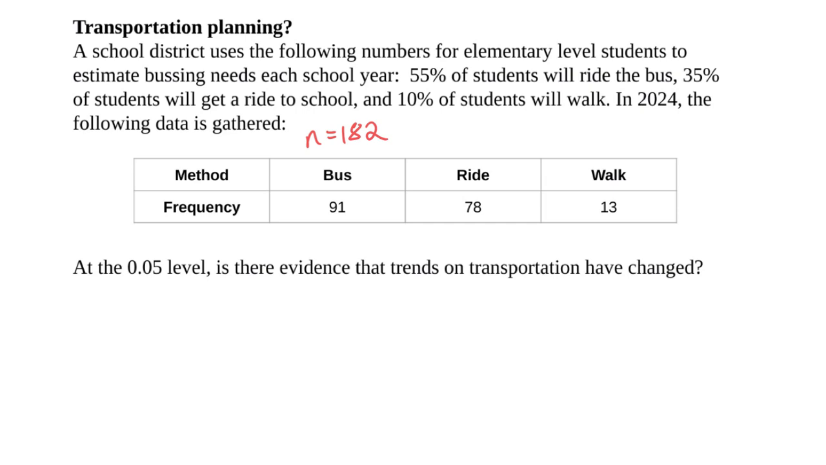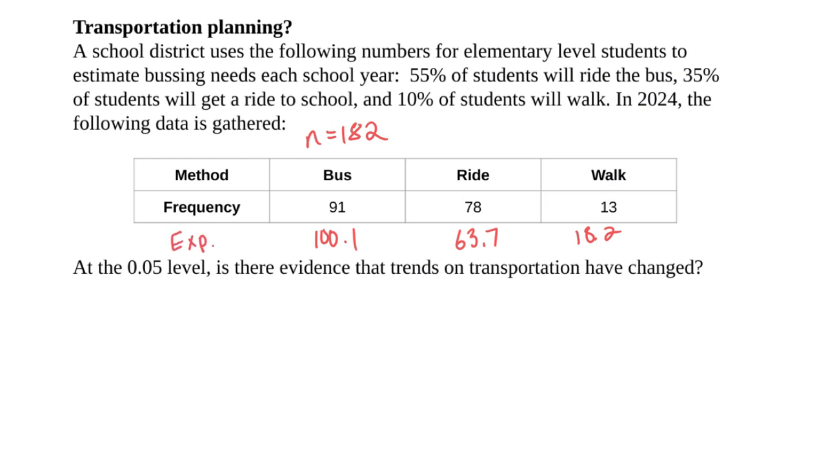Now, 55% should have ridden the bus. So if I were to figure out what is 55% of 182, basically I just say 0.55 times 182, I get 100.1. Now, for how many get a ride, it says 35%. So if I do 0.35 times 182, I get 63.7. And finally, 10% of students are going to walk. Well, 10% of 182 is 18.2. This is what was expected.